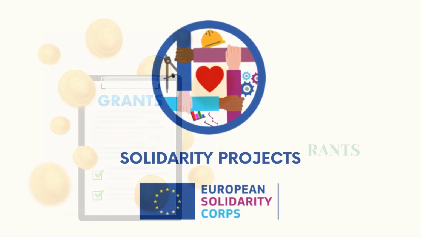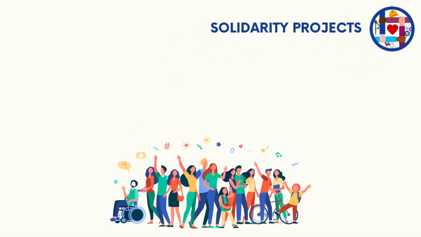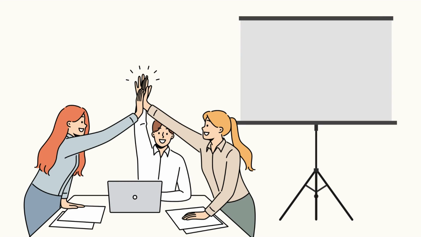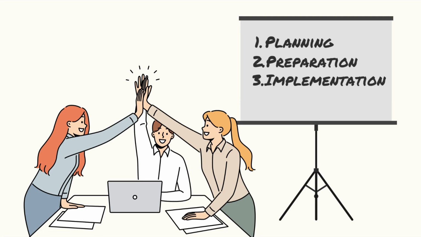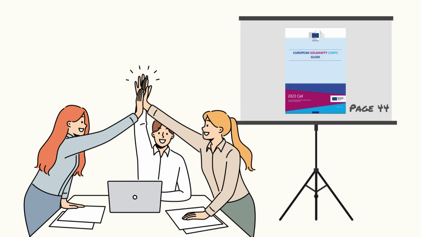One of them is Solidarity Projects that offer a way for young people with initiative to run their own project in their home country. The conditions are straightforward. At least 5 young people must be involved and the project should last 2 to 12 months. A Solidarity project will typically consist of the following stages: planning, preparation, implementation of the activities, and the follow-up, including the evaluation of the activities as well as the sharing of project results. Click the link and scroll down to the page 44 to find more information.